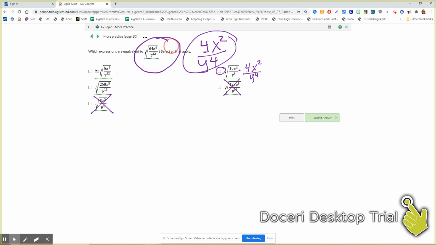I'm going to come over here to this top one. The cube root of 8 is 2. 2 times 2 is 4. The cube root of x to the third is x times x, which is x squared. And then over the cube root of y to the 12th is y to the 4th. So that one does work. It matches. Then I look at this middle one and it says the fourth root of 256. The fourth root of 256 is 4. The fourth root of x to the 8th is x squared. And the fourth root of y to the 16th is y to the 4th. So that one works also.